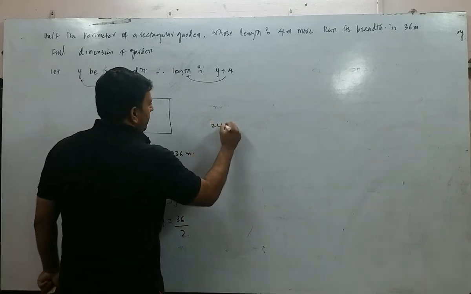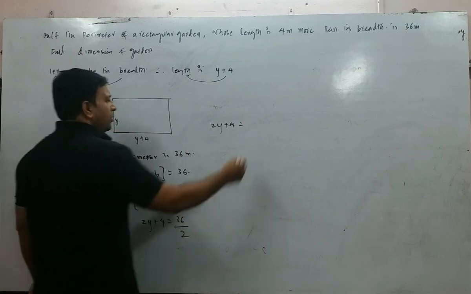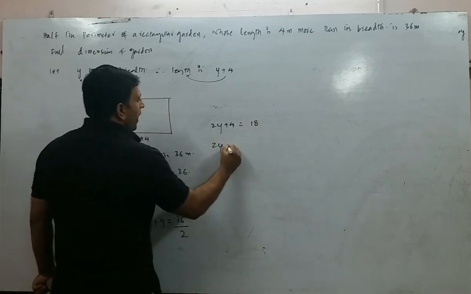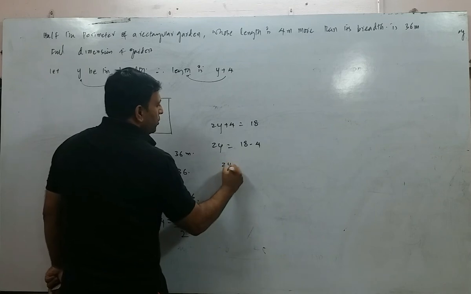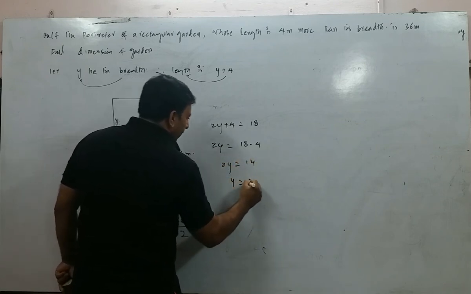So it is 2y plus 4 is equal to 36 by 2. What is 36 by 2? 18. 2y is equal to 18 minus 4. 2y is equal to 14. What is y? y is equal to 7.